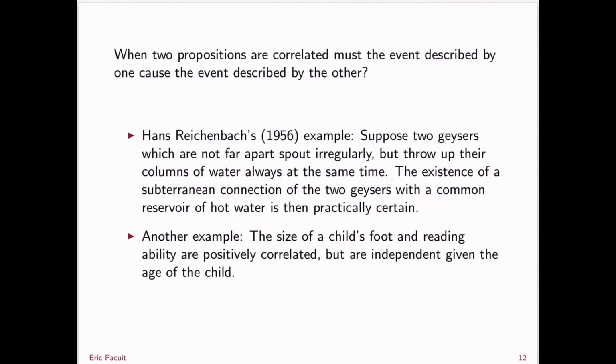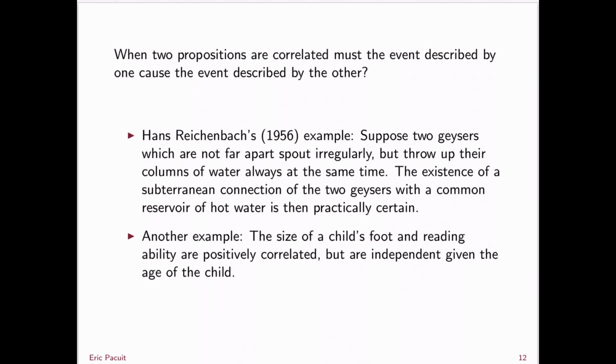Now, using Bayes networks, using this way of thinking, there are two important patterns of causal reasoning that I want to alert you to. So the first one, let's just start with this question. When there are two propositions that are correlated, so somehow we recognize that their probabilities depend on each other, must the event described by one cause the event described by the other? Must there be a causal relationship?